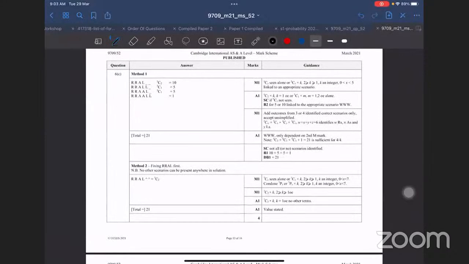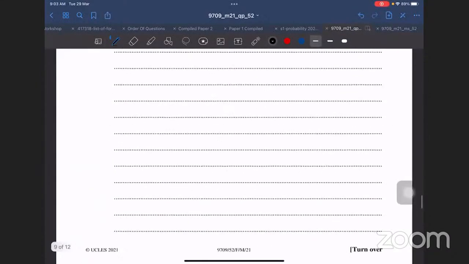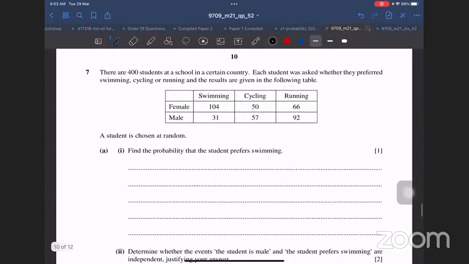Okay, that's the correct answer. Then the last question on this exam is there are 400 students at a school in a certain country. Each student was asked whether they preferred swimming, cycling, or running, and the results are given in the following table.